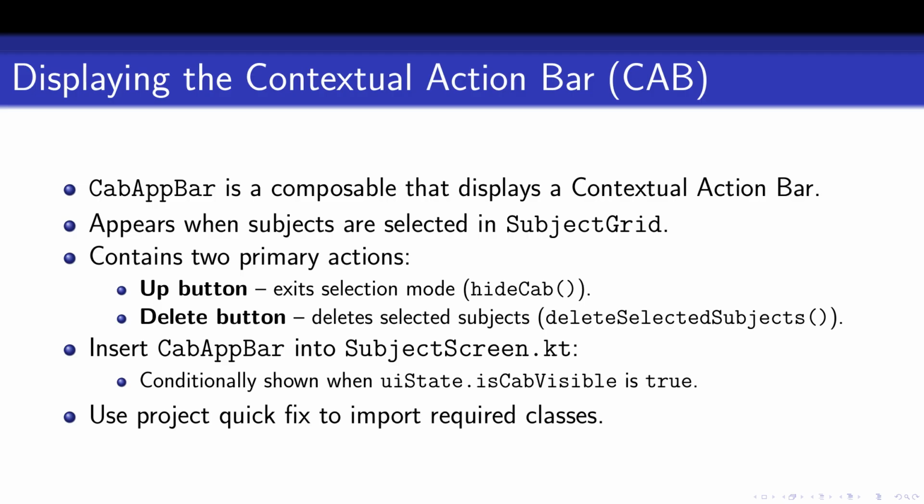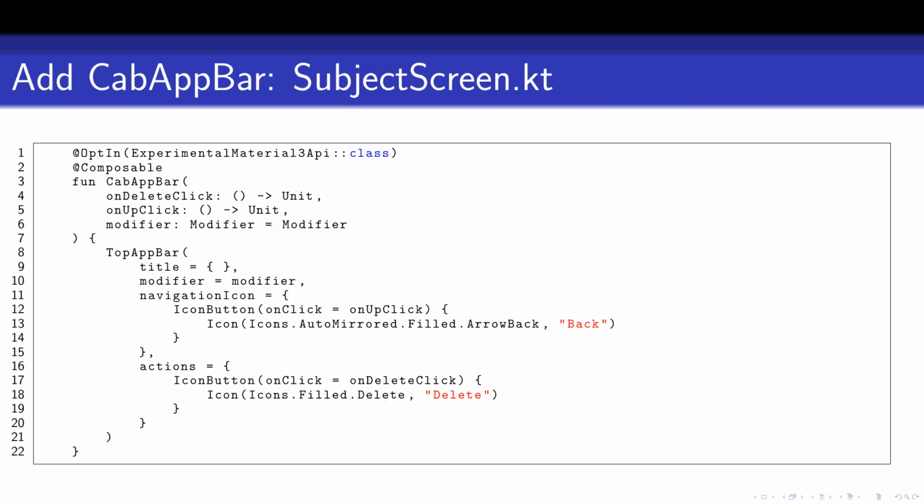To implement this, we insert the CAB App Bar logic into the subject screen and use imports as needed. The CAB App Bar itself is defined as a composable using Top App Bar. It takes in callbacks for delete and up actions and sets them as icon buttons. The back arrow icon triggers on-up click, and the delete icon triggers on-delete click. This layout gives us a clean, reusable way to inject the CAB into different screens if needed, while maintaining a familiar Android user experience.